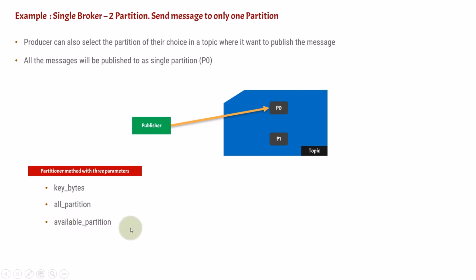So the all partition value will always be equal to 2. Now, the available partition is equal to which partitions are currently available when the publisher is trying to send the message to this particular topic. So these are the three parameters that will be present inside this partitioner method. Now let's go to our Kafka manager and let's see our setup.